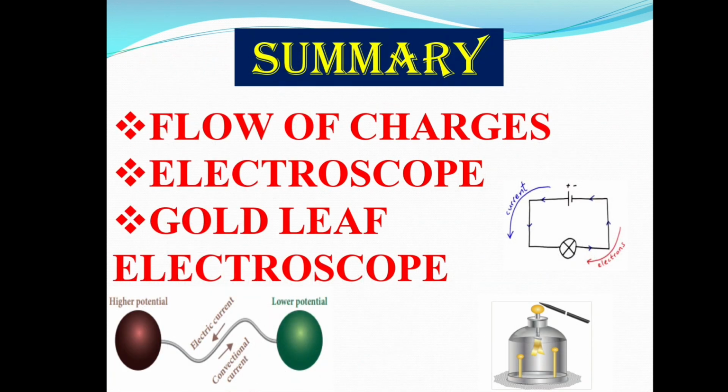Summary of the video. We discussed the flow of charges. We discussed the electroscope. We saw that there are two types of electroscope: one is the pith ball electroscope, another is the gold leaf electroscope. And we discussed in detail the gold leaf electroscope. And this is to be continued.